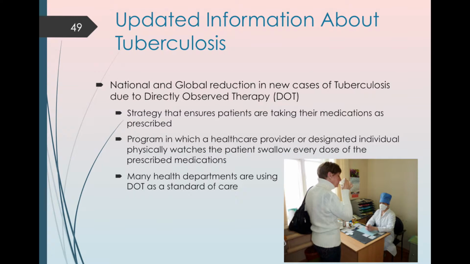We have also seen a national and global reduction in the number of new cases of tuberculosis due to directly observed therapy. Directly observed therapy is a process that makes sure that patients are taking their medications as prescribed. Patients will come to a facility where there is a healthcare provider or designated individual there to hand out the medications. They give the patient the medication and they physically watch them swallow the medication for every dose that is prescribed to them. Many health departments use this as a standard of care, and because they are monitoring and making sure patients are taking medications as prescribed, we have seen an overall decrease in new tuberculosis cases. This procedure is used for many other conditions as well.